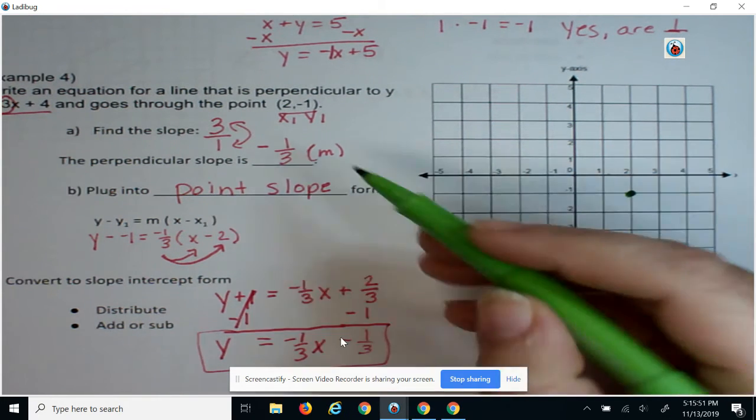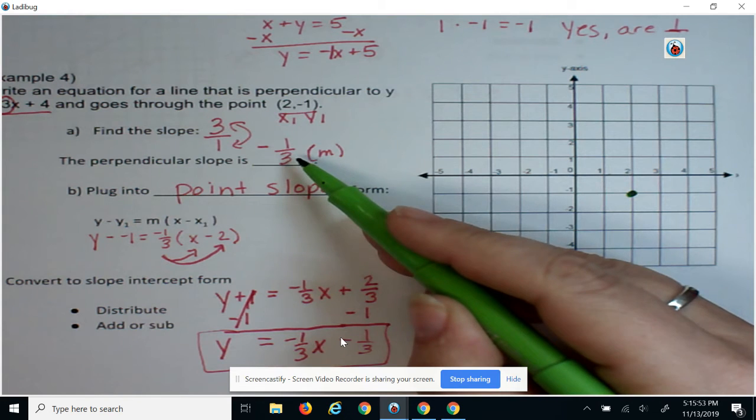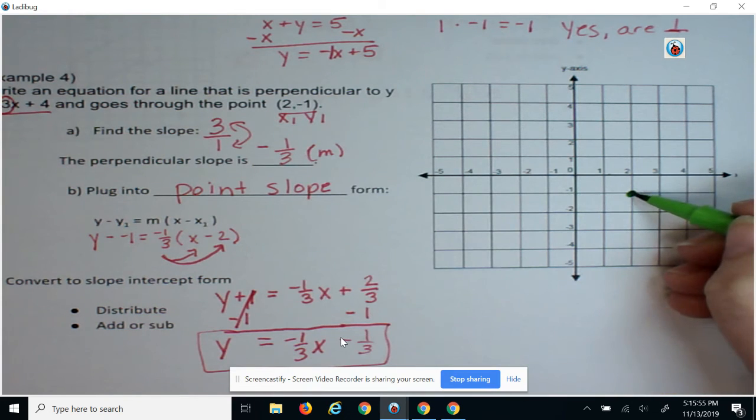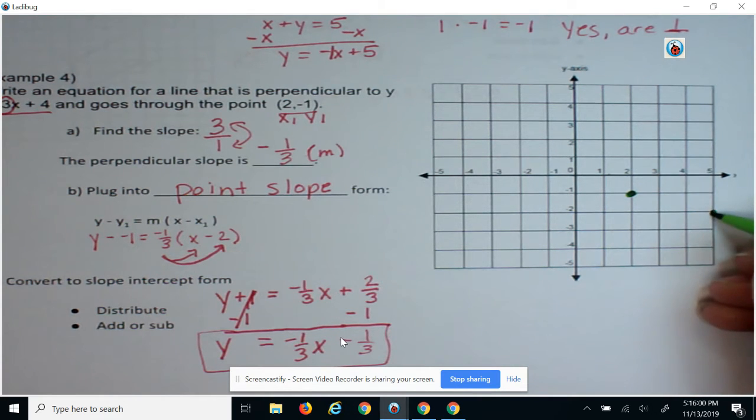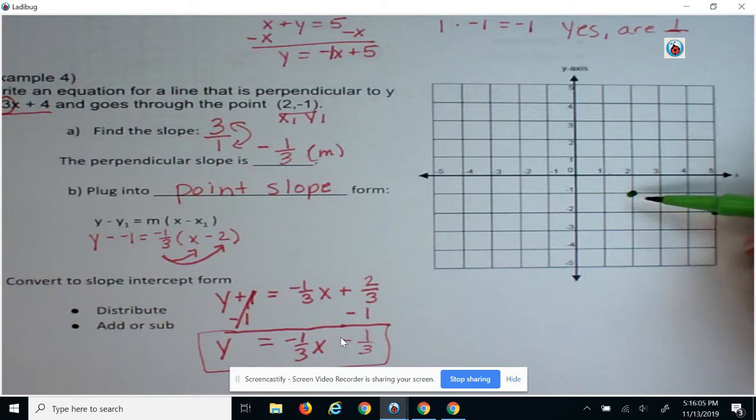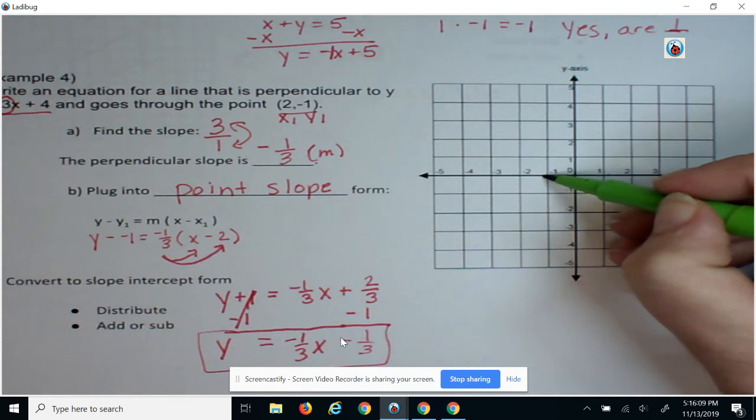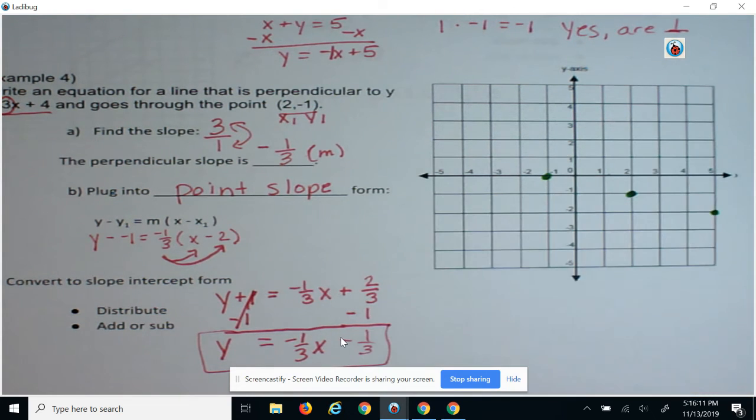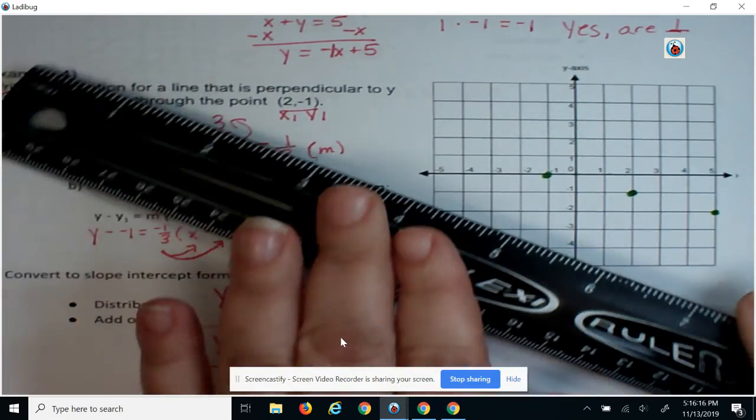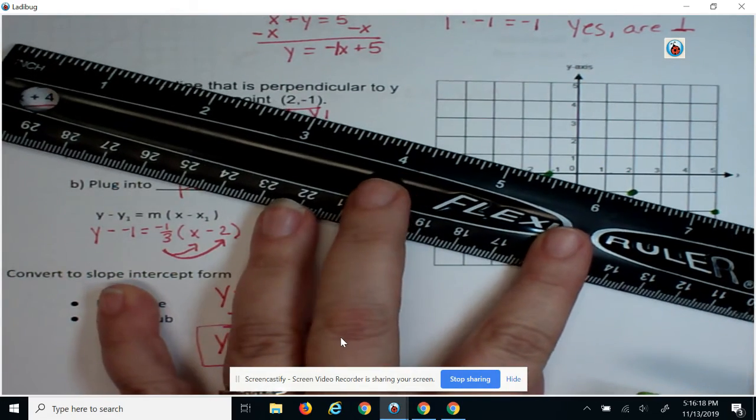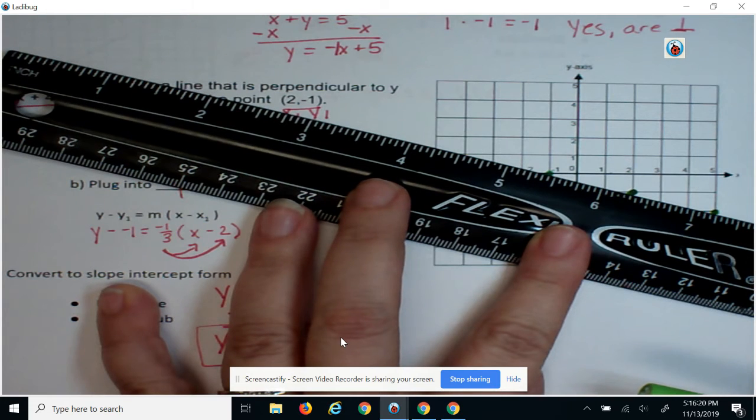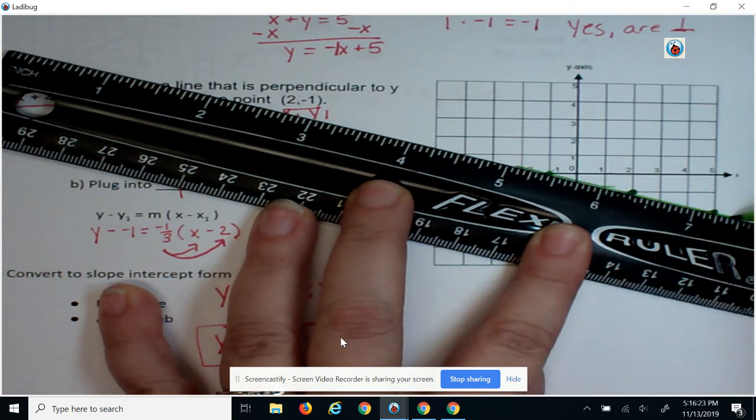And I know the slope of the perpendicular line is negative 1/3. So let's do the slope. Negative 1 is down 1, to the right 3. Now I'm off the graph, so I need to go the opposite direction anyway to find my y-intercept. So I'm going to go up 1, to the left 3. And it's on the other side of the y-axis. I'll connect my line.